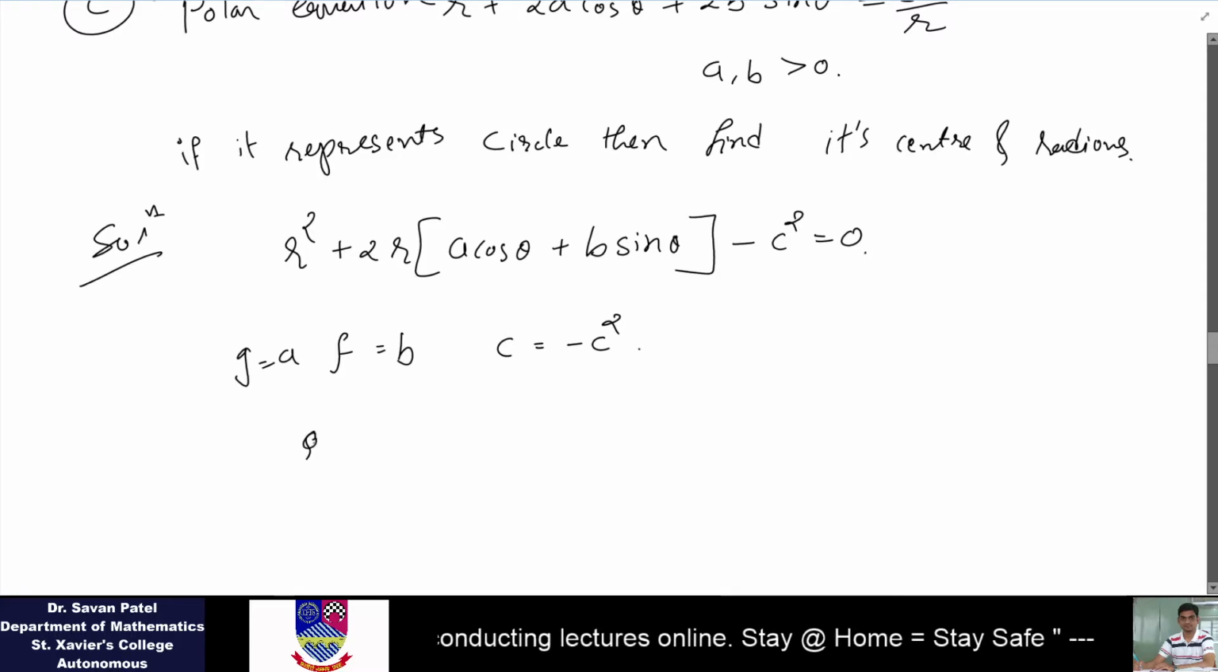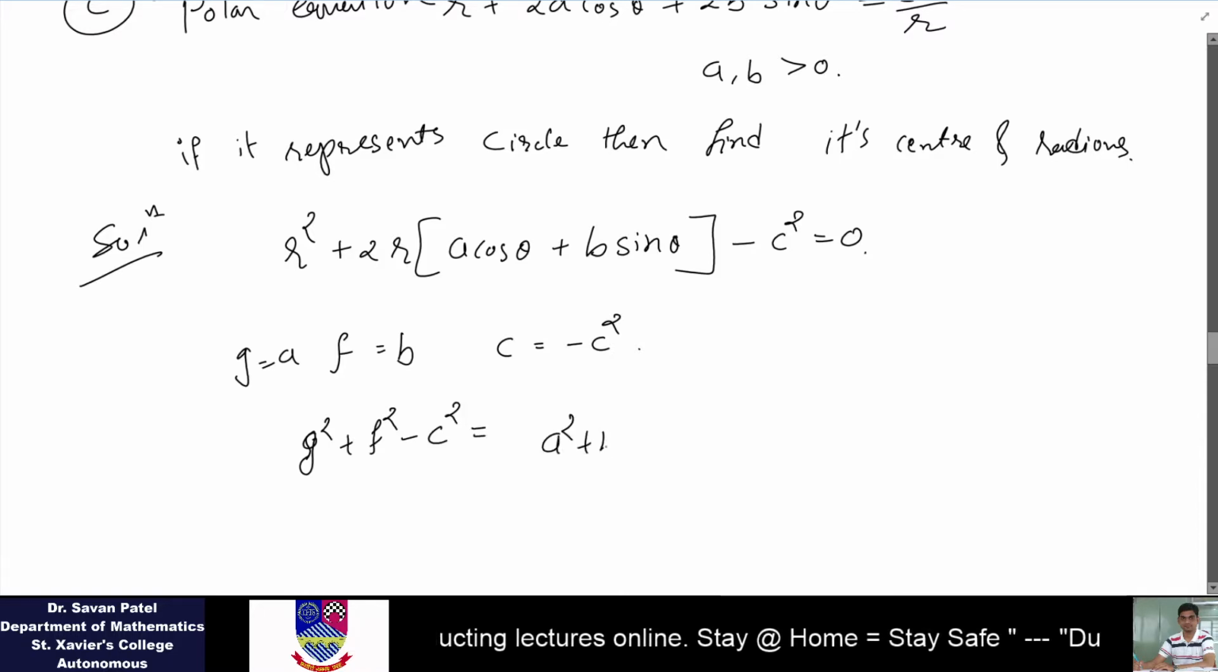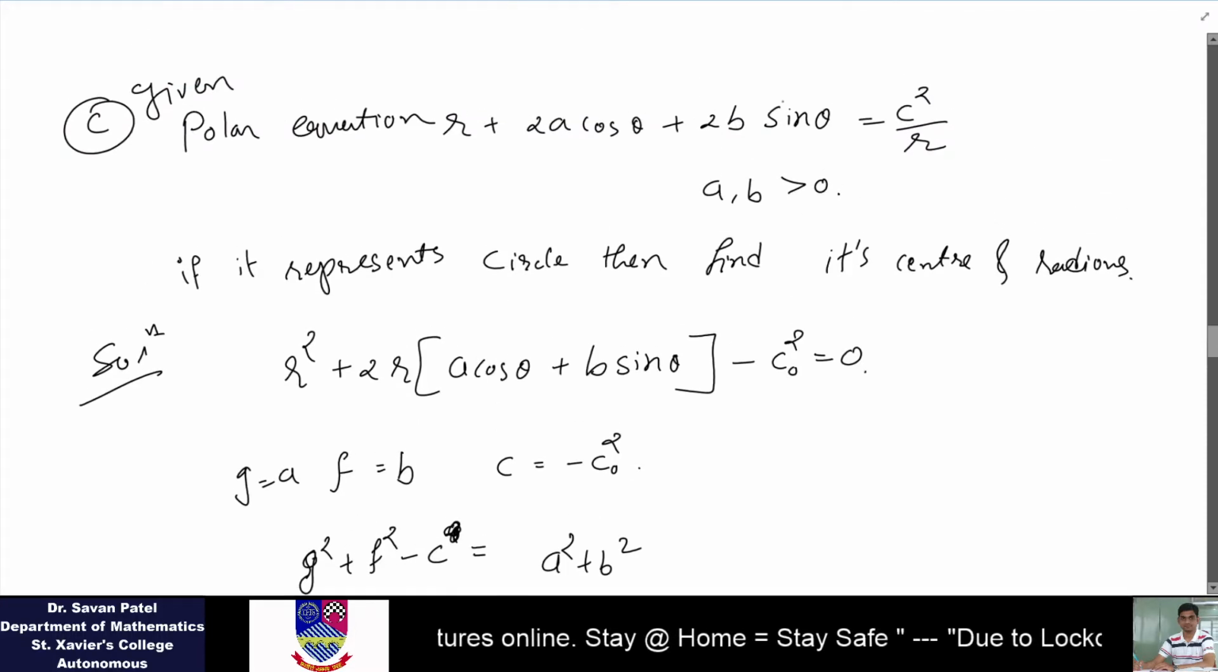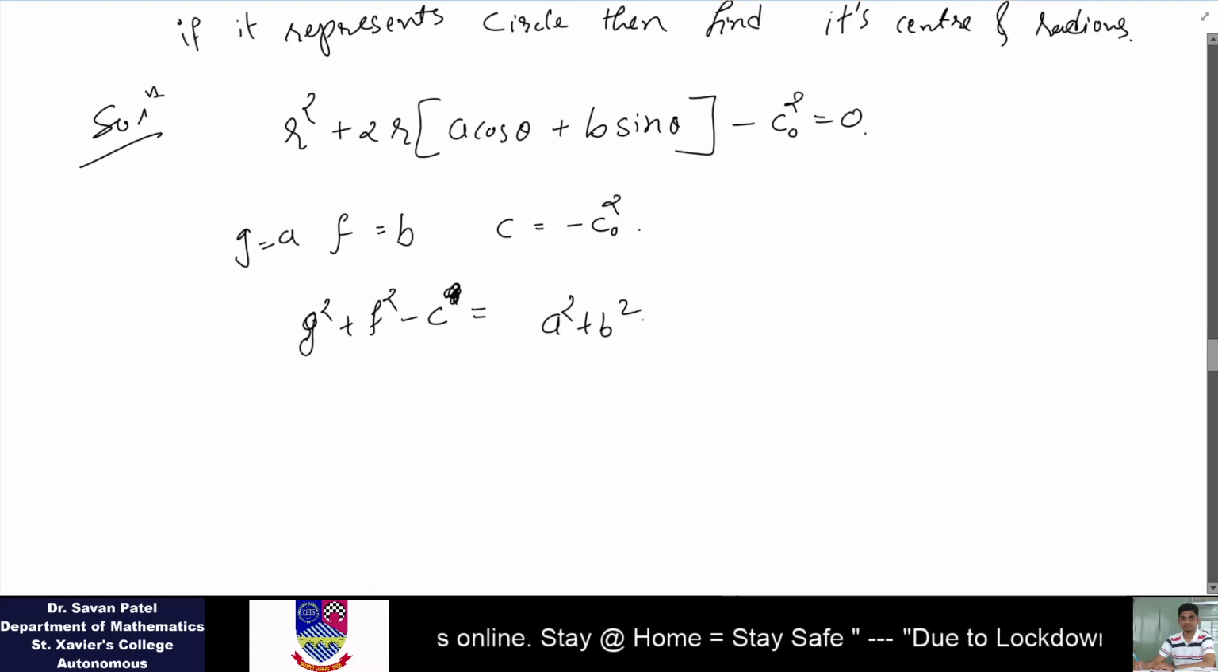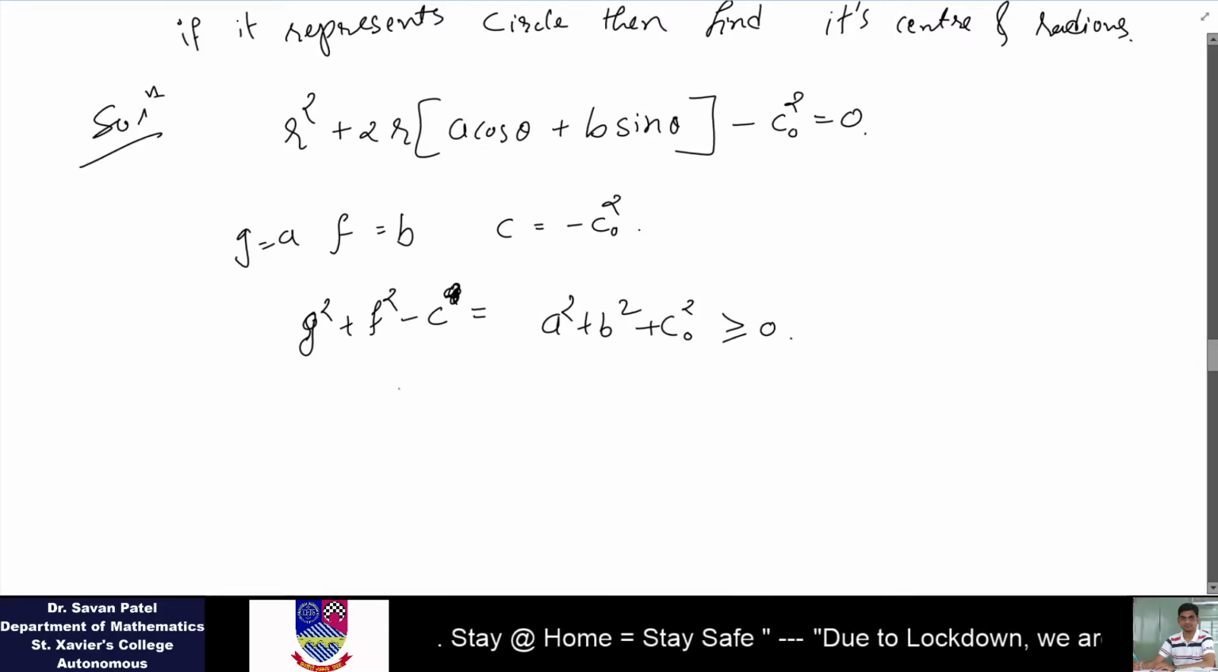So your g square plus f square minus c is a square plus b square minus c. Here I am writing this as c0, so as not to get confused with the previous thing. So that is minus minus plus c0 square, and that is always greater than or equal to 0. So it will always represent a circle. Now all you have to do is find out the center and radius.